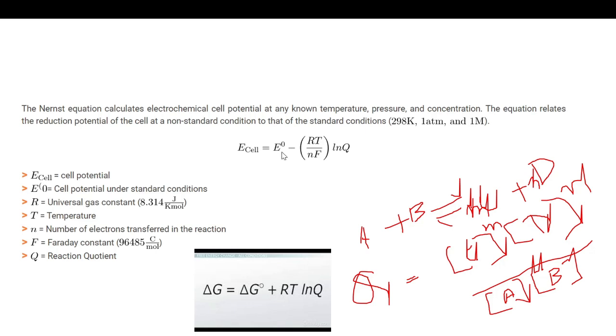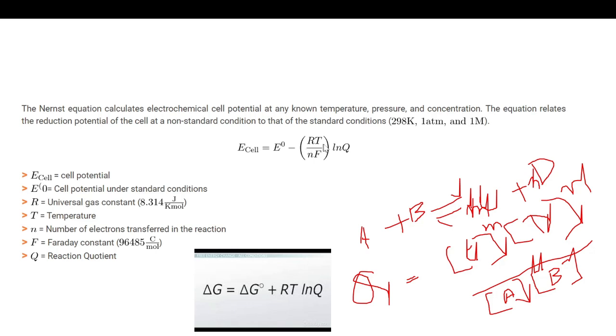So your E naught cell is the standard electrochemical potential, that is, at standard conditions: 298 Kelvin temperature, 1 atmosphere pressure and concentration of 1 molar. If these are the conditions, then the electrochemical potential is your E naught. And at a temperature T, pressure P and concentration C, the electrochemical potential is defined as E cell.